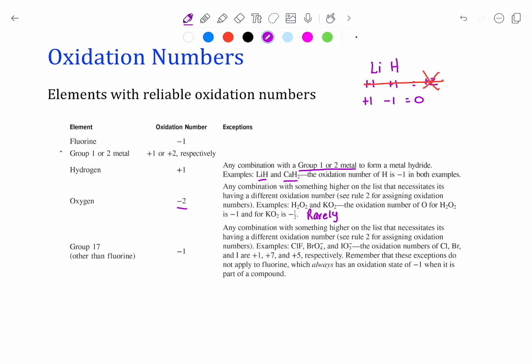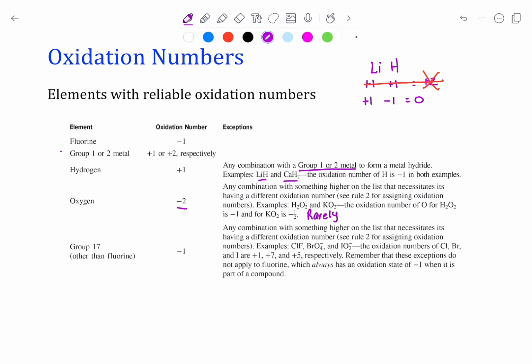Our final group of elements that have reliable oxidation numbers is going to be group 17, with the exception of fluorine. Fluorine is going to be at the top and always have the oxidation number of -1. So group 17, our halogens, are always going to have an oxidation number of -1, unless the exceptions are any combination with something higher on this list. Okay, that follows our rules for assigning oxidation numbers, so we have some examples there.